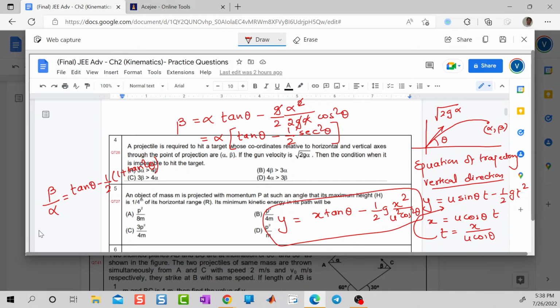Now let's write it here. So we get beta by alpha plus half, or rather let me do this. I'm going to say 2 beta by alpha is equal to, the equation then becomes, negative tangent square theta minus 2 tan theta plus 1. Right?